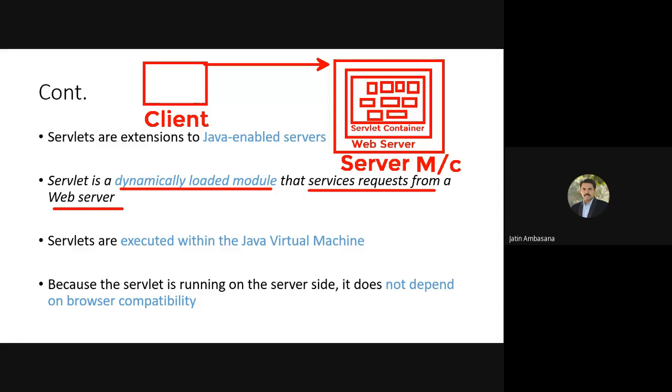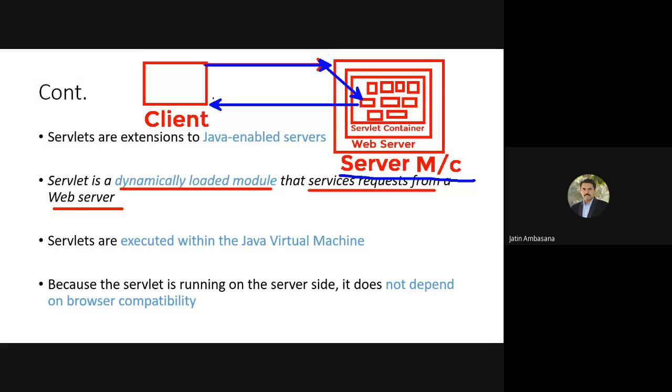Whenever a request comes from the client, the web server checks to which servlet the request should go, to this one, or maybe to this one, or maybe to this one. Wherever the request goes, it does the processing, and then that particular servlet responds to the client. That's what happens.